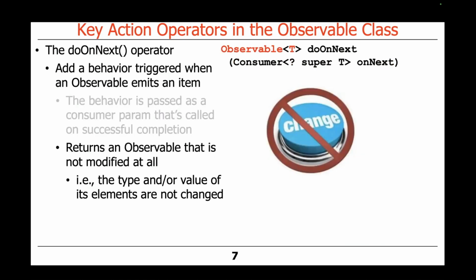What doOnNext returns is an Observable that doesn't have its values modified at all. The types aren't changed. The values of the elements are not changed. Nothing is changed. It returns the original value and has some side effect.